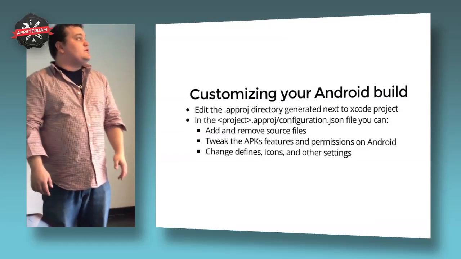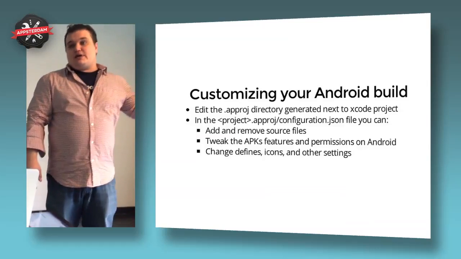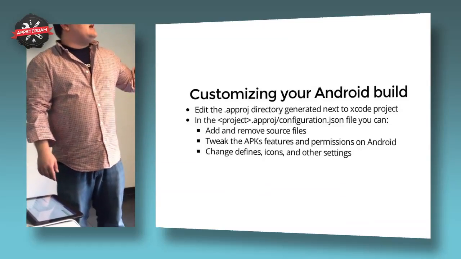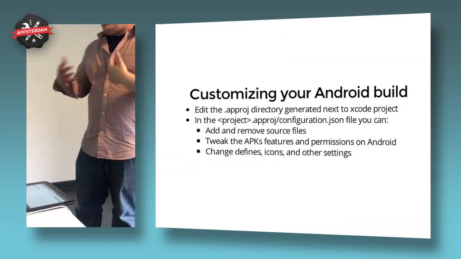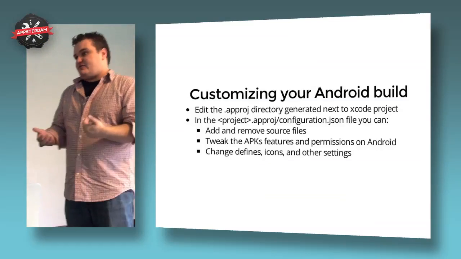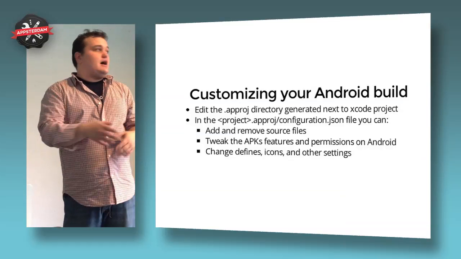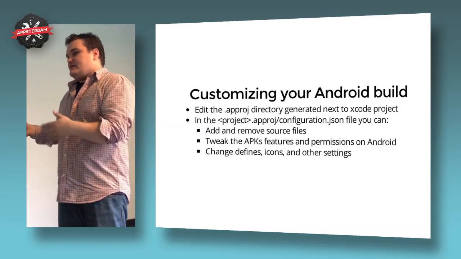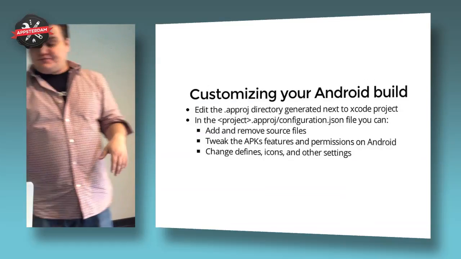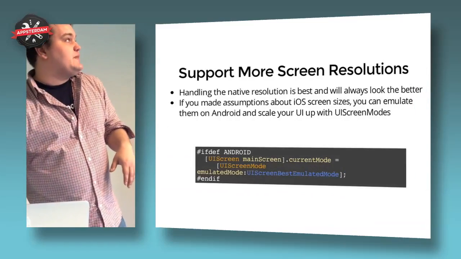And so what we do is we actually watch everything that you're doing inside of your Xcode project. And what we have is this thing called an APPROJ. It's essentially a diff of the things you want different for Android. So you can say, I want to add this file, and I want to remove that file, and then pretty much we just keep following your Xcode project. And I'll show you this in a minute.